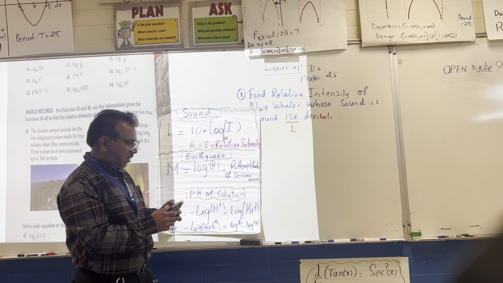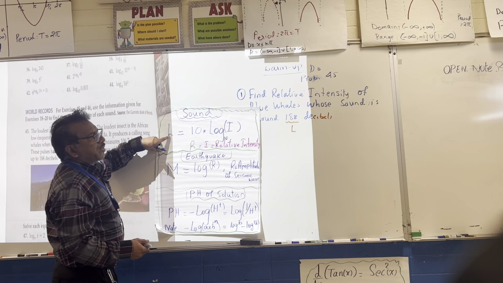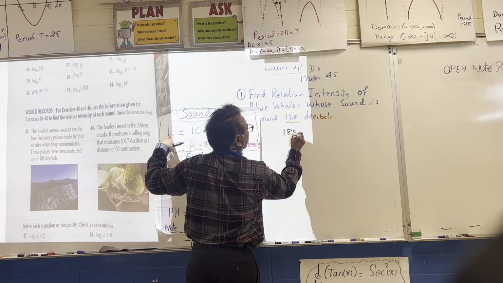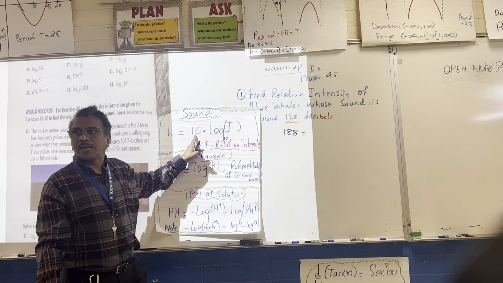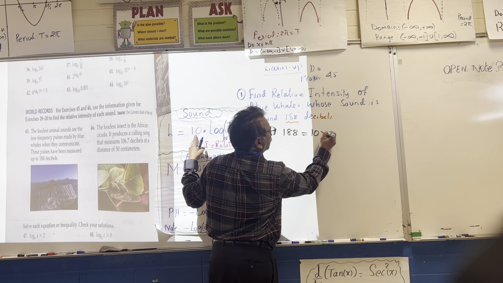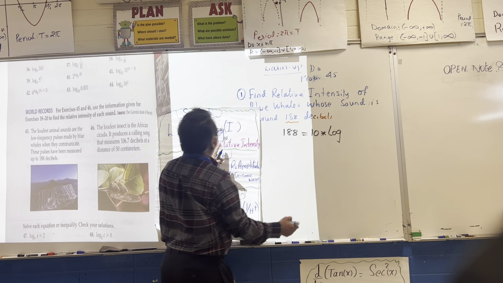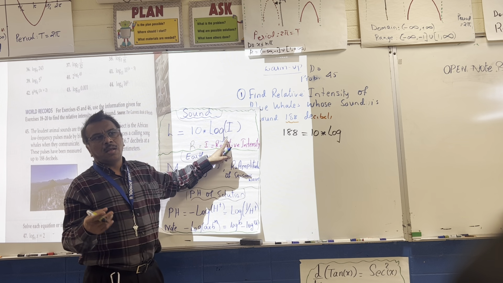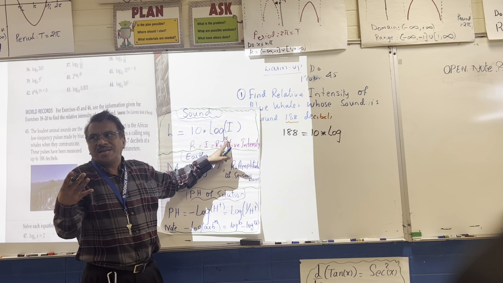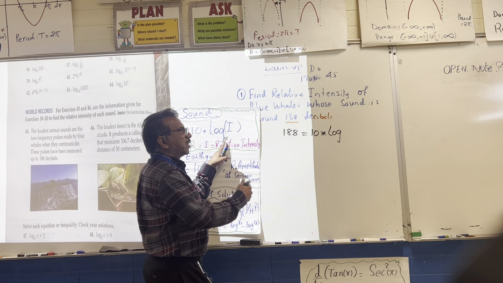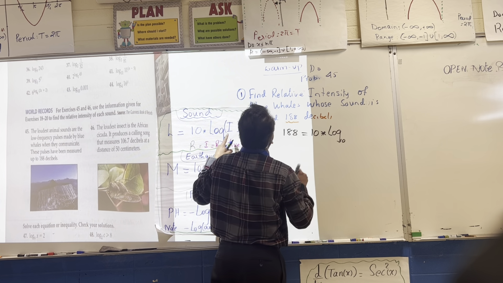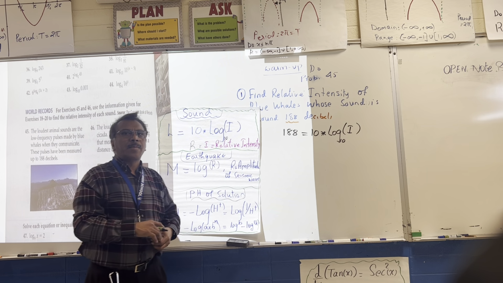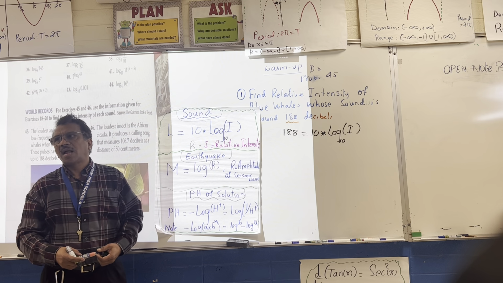So L represents 188, so we'll write down 188 equals 10 times the logarithm to the base 10. The 10 is the common number, an easy number. That's why they use the logarithm to the base 10 of I, and I is what we do not know, right? You can also use your common sense and get the answer directly.